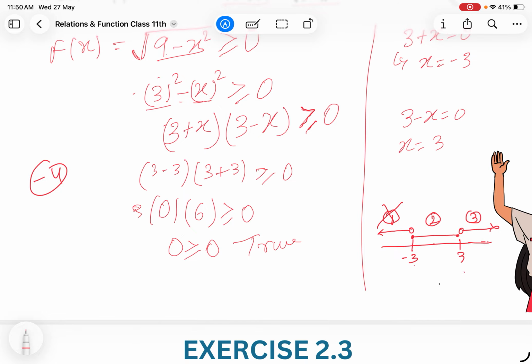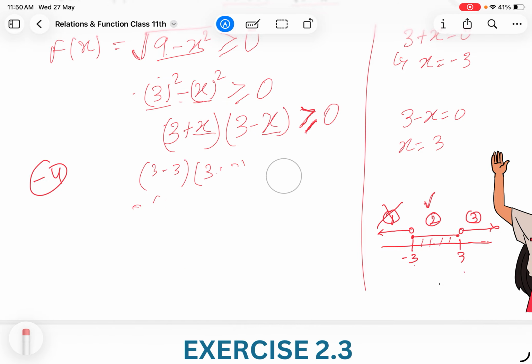Now you can take any number between minus 3 to 3, minus 2, minus 1, 0, 1, 2, 3, and you can try and verify this. So for now, this second interval is true for me. If you have any doubt, you can also take any number and put it in place of x and see whether this condition is correct or not, right?